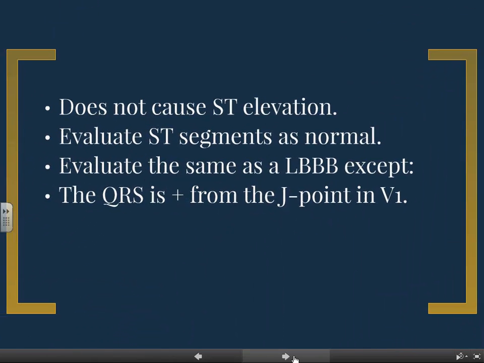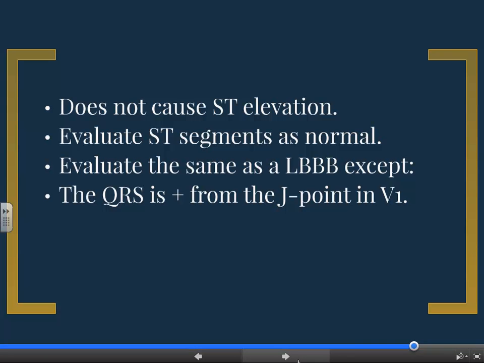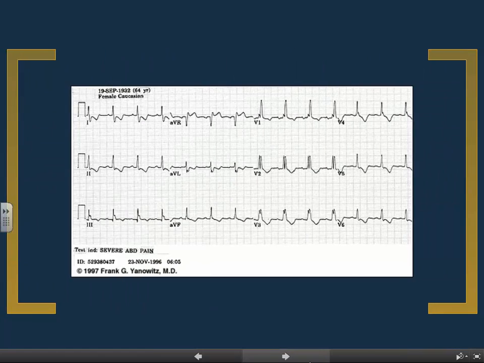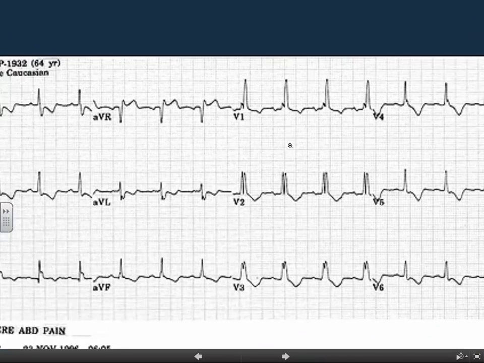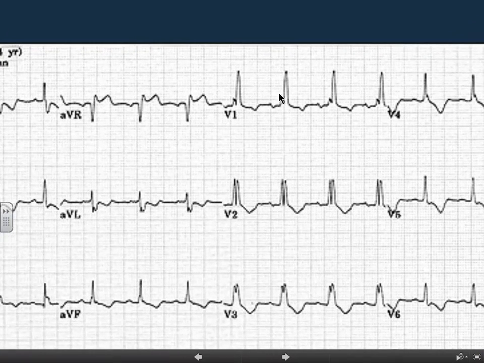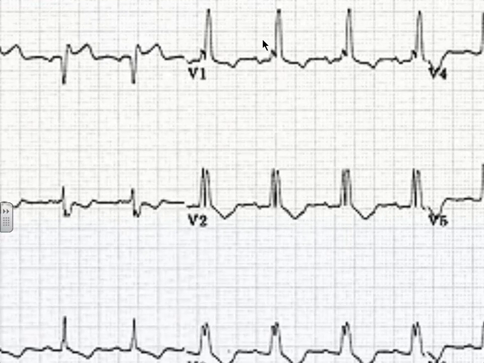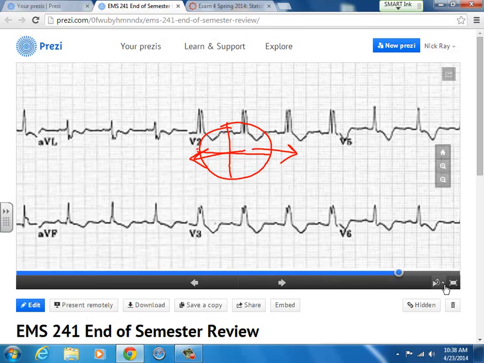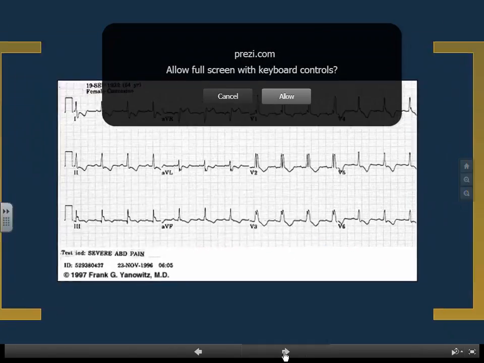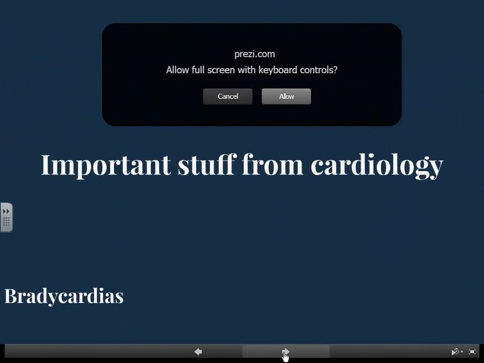Your right bundle branch does not cause ST elevation. You evaluate the ST segments as normal. Evaluate the same as a left bundle branch block. The QRS is positive from the J point in V1, and you may see those R prime waves. See them right here? That's definitely rabbit ears, but you've also still got the R prime waves here. All right, does that make sense? Why do I keep doing that? I like being able to zoom in.